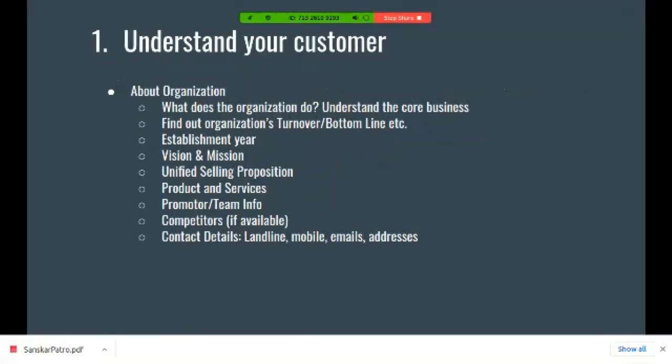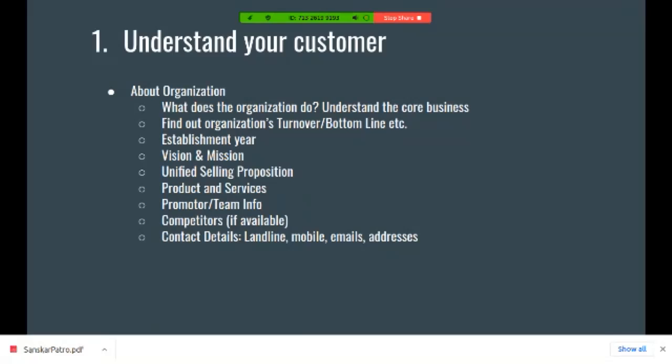We should understand what the organization does, what their core services are, and what the organization's turnover or bottom line is. The turnover or bottom line actually helps us in determining how big the organization is. We can then check what their requirement could be, whether they need a website worth 5,000 rupees or 5 lakh rupees. The idea you can get from the company's turnover and their expectations. Establishment year gives you an idea about how long the company has been in existence, and what their vision and mission are. So what does the company want to do in the longer run or in the shorter duration?